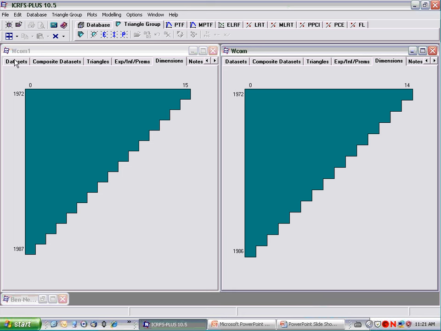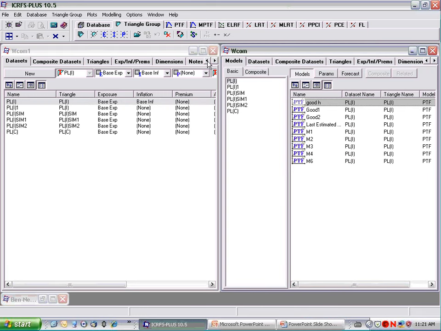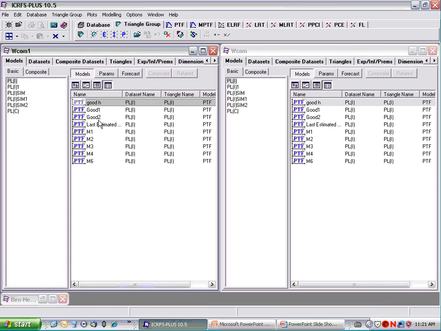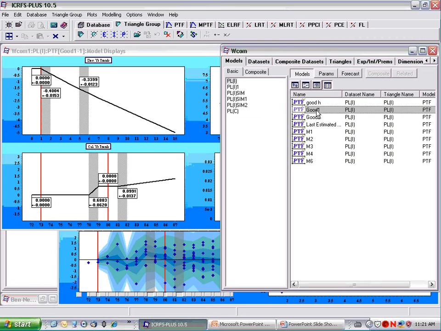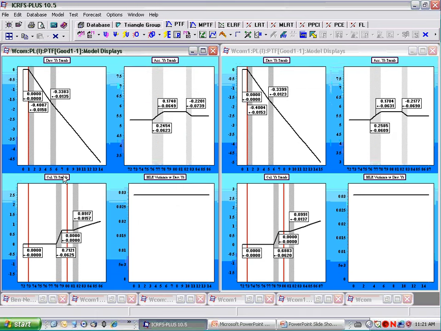All right, each one has a model. Let's scroll to the left, models. And let's run model good 1. And we'll do the same on the other side, good 1. And then we type vertically, minimize other types, so we're only looking at the model displays.